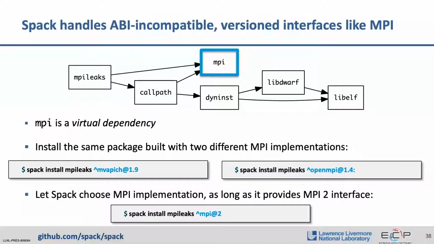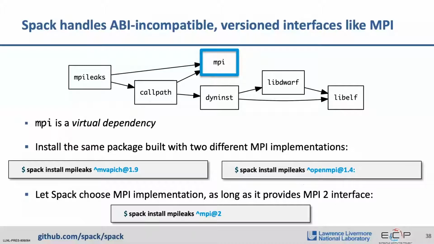And this may not be obvious here, but when we say that callpath depends on MPI, mpileaks depends on MPI, what that means is in the recipe you write, it depends on MPI, right? And so you don't have to write a package for the MPICH version of your code and a package for the OpenMPI version of your code and a package for the MVAPICH version of your code. You just write one package. You say it depends on MPI, and you can swap in different MPIs at install time.